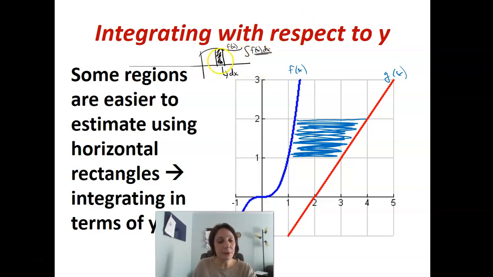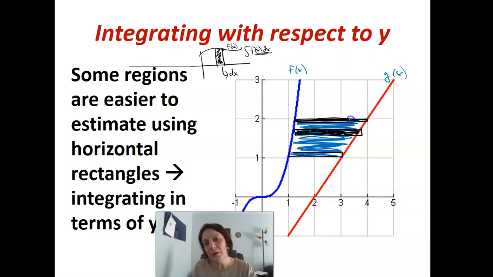Here, instead of vertical rectangles, what we're going to do is draw our rectangles this way. We're going to draw horizontal rectangles. Now, why on earth would I want to do that, other than it looks really nice? Okay. Well, look what happens. Down here, I've got short rectangles. Up here, I'm going to have a longer rectangle.